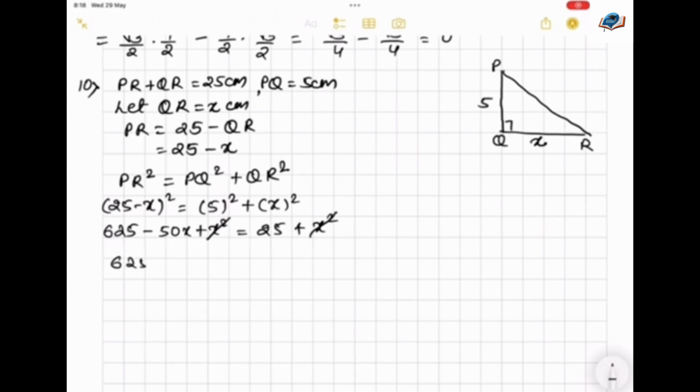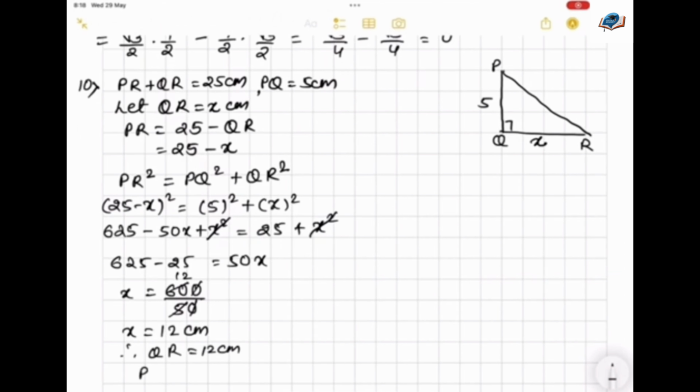625 minus 25 equal to 50x. So x equal to 600 upon 50. So 0 cancel, 5 12s. So x equal to 12 centimeter. So if x is 12 centimeter, so QR will be 12 centimeters. So PR equal to 25 minus 12. So that will be 13 centimeter.